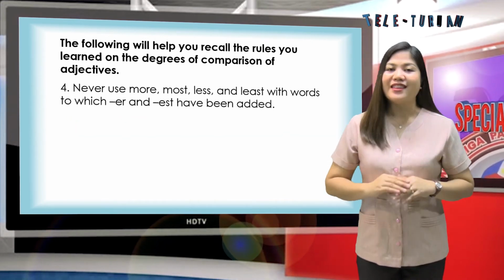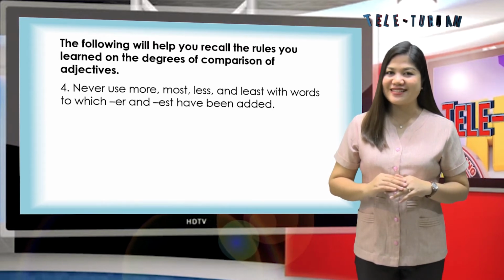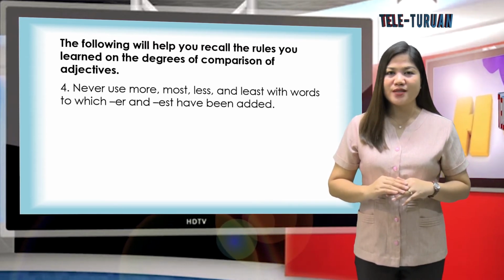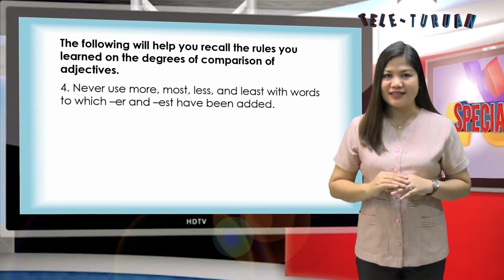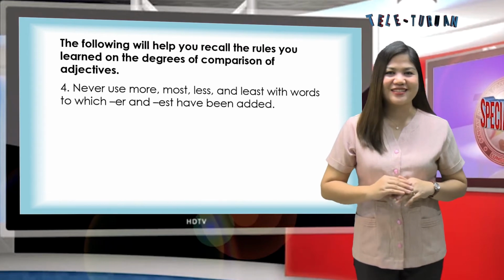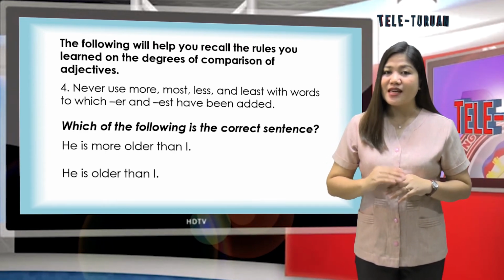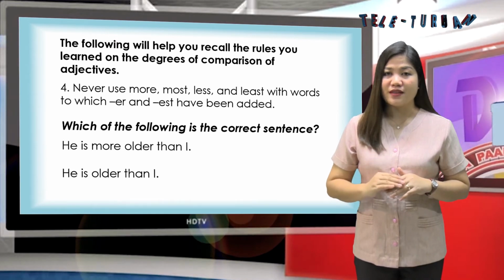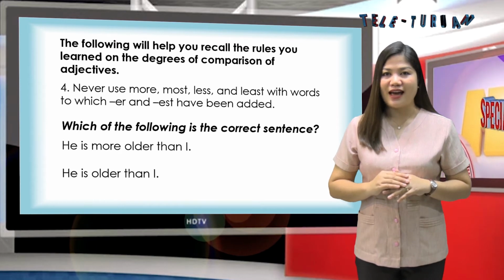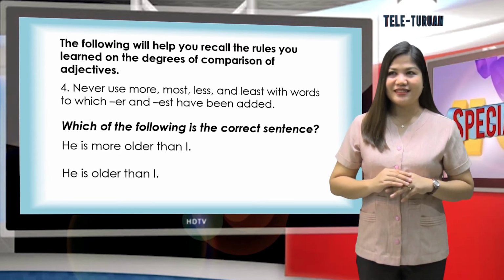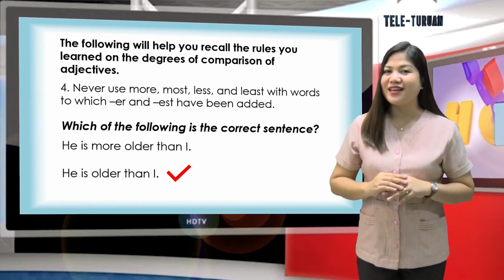4. Never use more, most, less, and least with words to which er and est have been added. Let's try this. Which is the correct sentence? He is more older than I, or he is older than I. Correct. He is older than I.